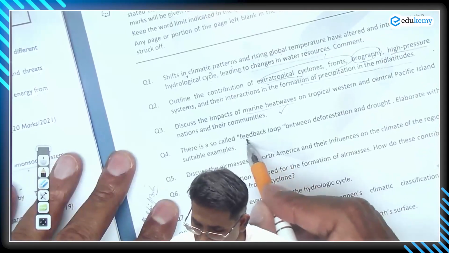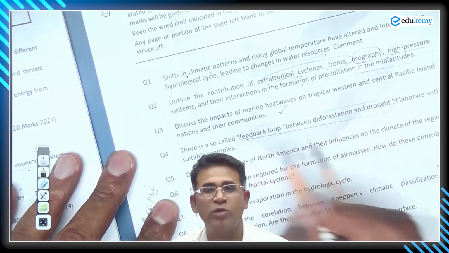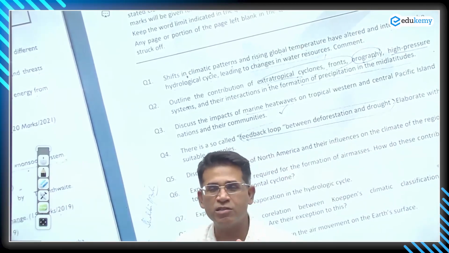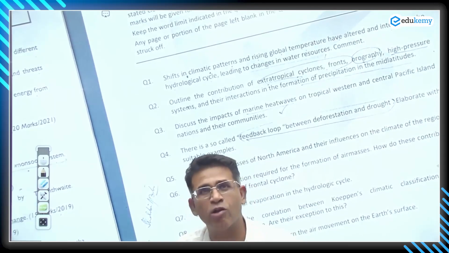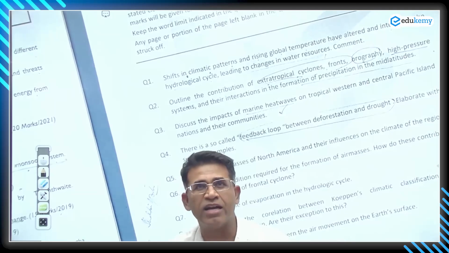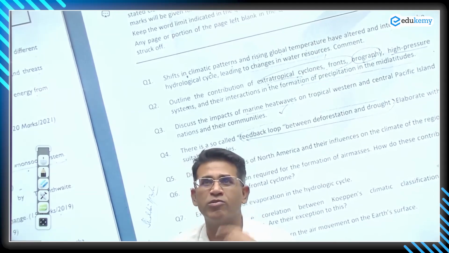The feedback loop between deforestation and droughts. Okay, you have got dry conditions. Dry conditions will create droughts. Droughts can further cause loss of forest because of forest fires. Again, droughts, and this feedback loop continues.